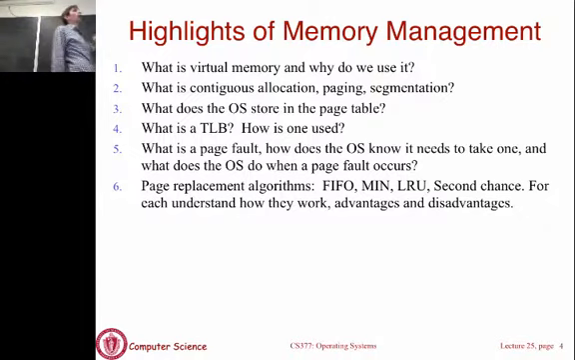Remember, MIN or OPT was the optimal case where you're looking into the future to see what is the best page to replace. In practice, we can't actually do that because we don't know what we're going to be requesting in the future. So LRU, least recently used, says let's assume the past predicts the future. That was still challenging to implement exactly, so we instead use approximations, like second chance. There are various advantages and disadvantages to each of these schemes that you should be familiar with.